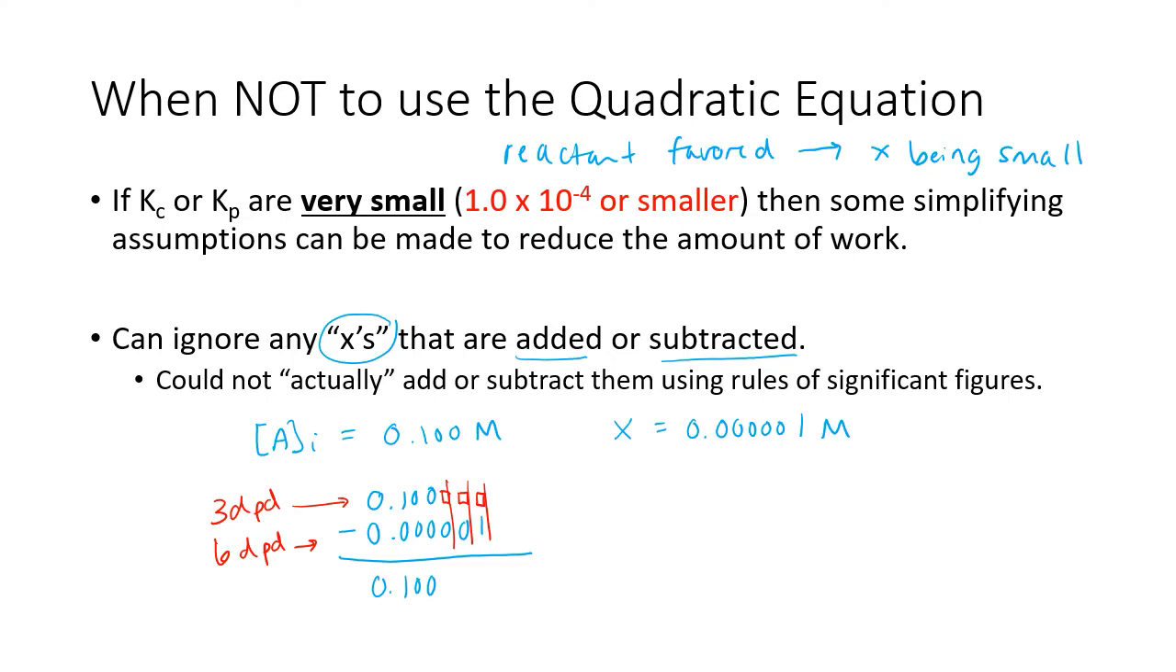And in reality, the initial concentration would end up equaling very close to the equilibrium concentration of our product if this reaction was A going to B. So this assumption of ignoring any x's that are added or subtracted works really well when you have a very small value for your equilibrium constant.